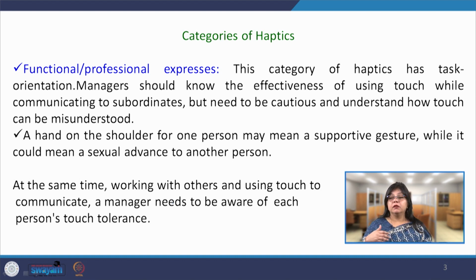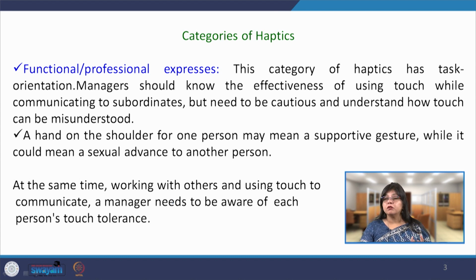For example, touch can also mean a sexual advance to another person. The way the person is touching carries certain vibes. That vibe is the real message being carried and transferred to the other person, and the person is able to decode that nonverbal message. Therefore, this category of haptics has task orientation.